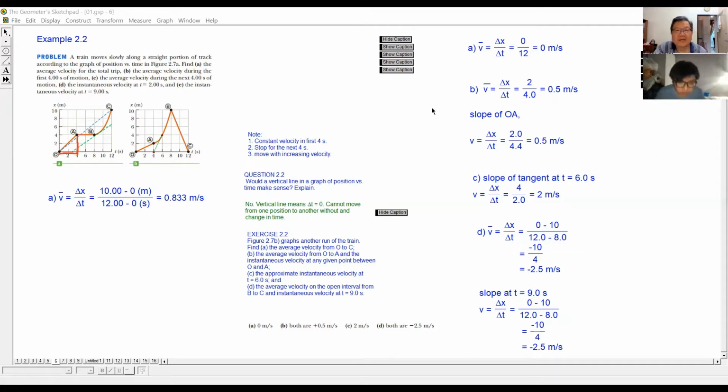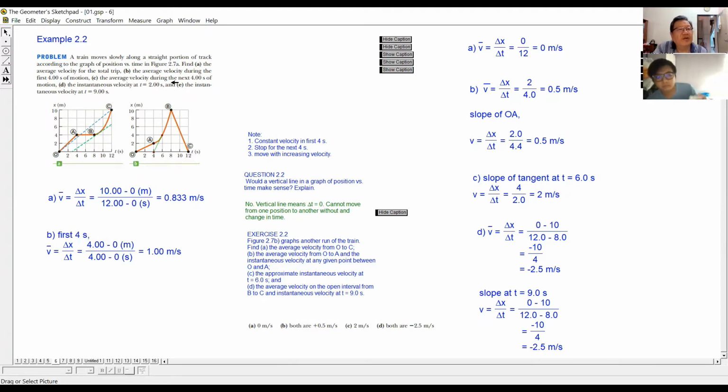The equation for displacement is, where, 4 minus 0, correct, over 4 minus 0. Correct. So how much is it? 1, correct. 1 meter per second. Okay. So we are going to look at the second part.